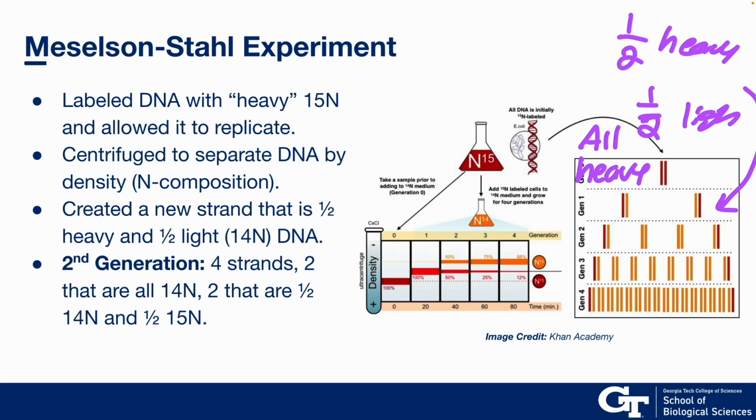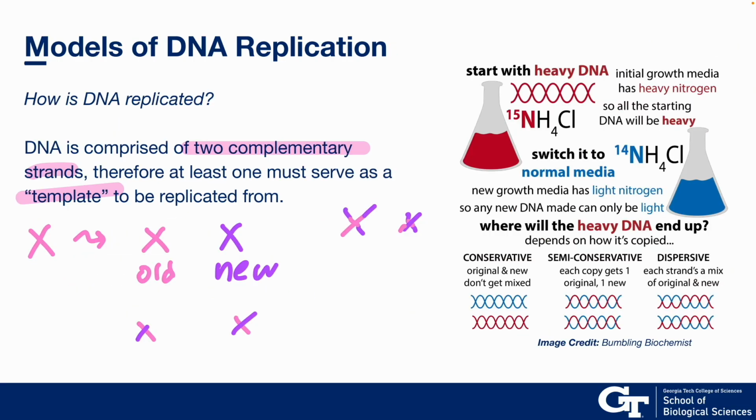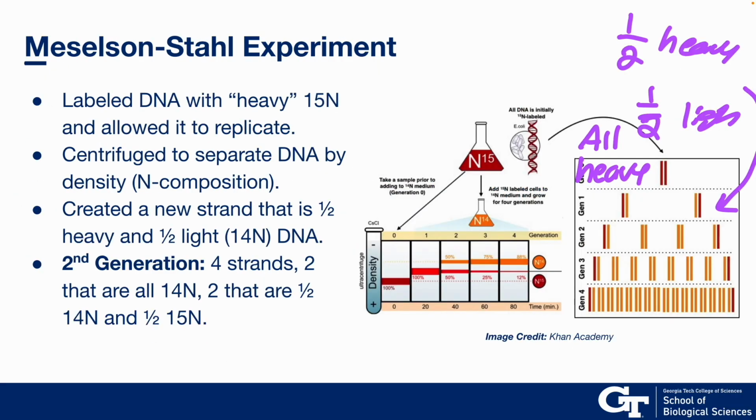Because especially at the first generation, that makes sense. You can see that we have one strand that's completely new, one strand that's completely old, and we can tell what the old strand is because it is heavy. This proved the semi-conservative model, but what would happen if it was all conservative? Well, if it was all conservative, we would have one band of heavy DNA and one band of light DNA. And what would happen if it was dispersive? Well, it would be random, right? It would be random levels of density between the fragments.